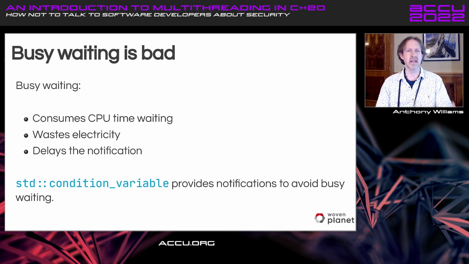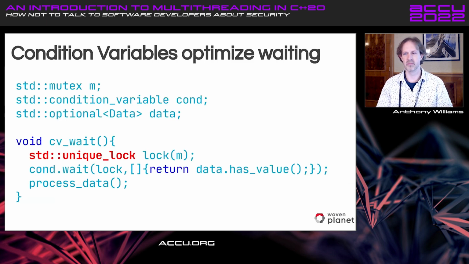If you need to wait, this is what we have condition variables for. They are the friends to go with mutexes. They don't provide any synchronization benefits. That's what a mutex is for. But what they do is help you avoid busy waits. They're an optimization of a busy wait loop.